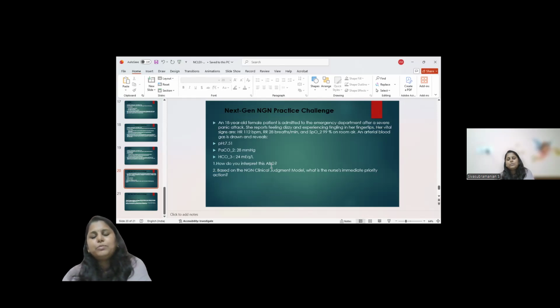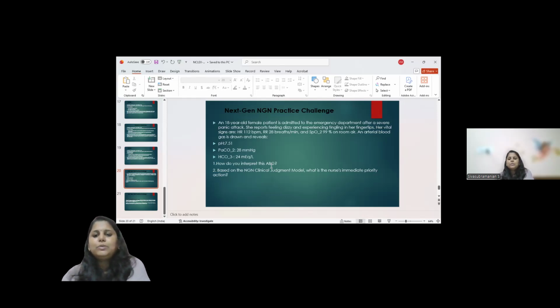Then we discussed the imbalances in the respiratory system as well as in the metabolic system. What are the causes of the respiratory imbalances as well as the metabolic imbalances? And how can we intervene for the particular causes based on the patient's symptoms? Now we are at the end of the session.